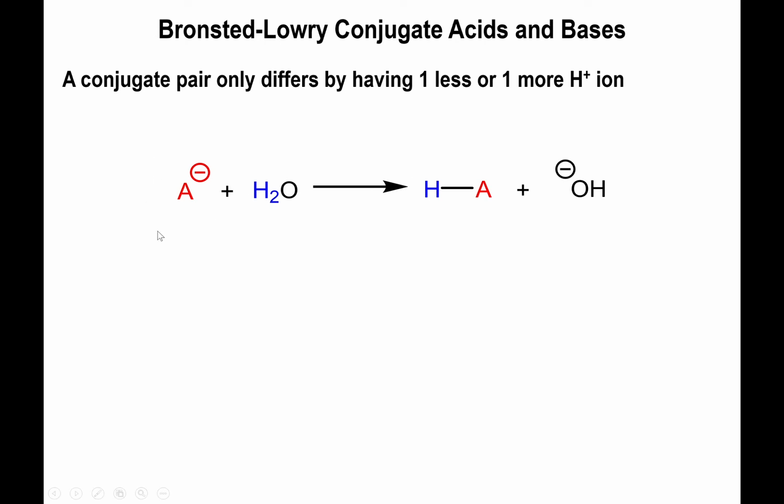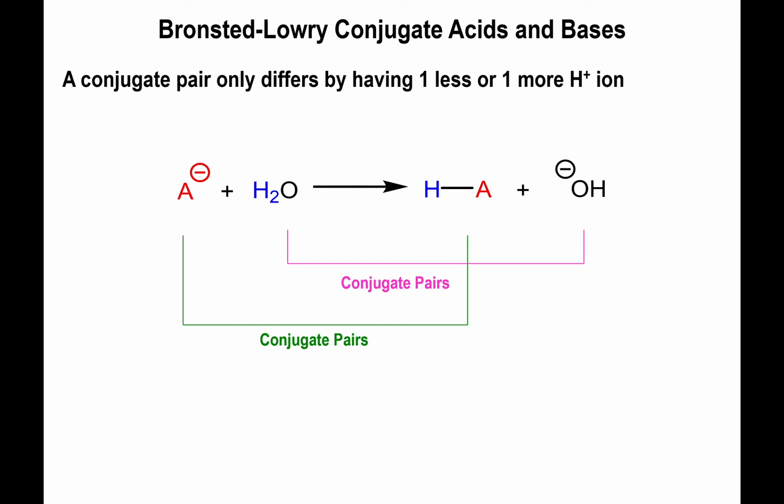Same idea for the base dissociation of A-. Between A- and HA, we have a conjugate pair. Between water and hydroxide, we have another conjugate pair because the difference is only a single H and a single charge. Between A- and HA, the one that has the most H's is considered acidic. So HA is the acid, and the base is A-. Between water and hydroxide, water has more H's, so that's the acid, hydroxide is the base. And once again, reactant side we have base plus acid, product side we have acid plus base. We will never have acid plus acid, we will never have base plus base. So keep that in mind.